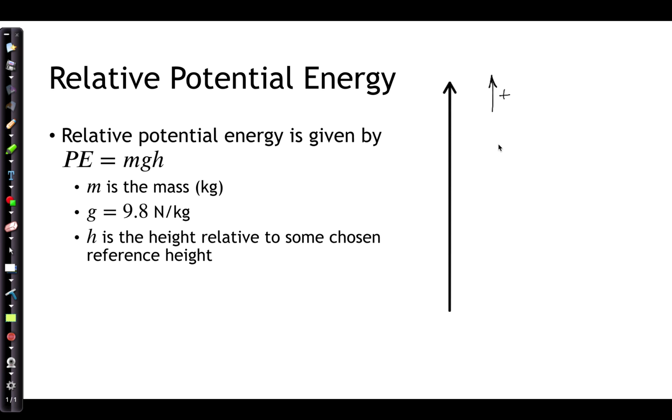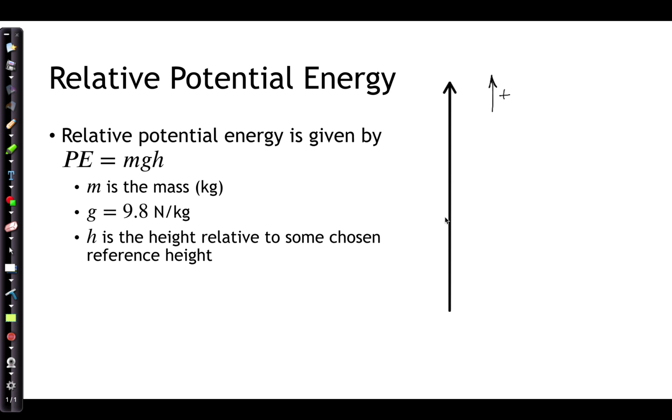By the way, you have to call up positive with gravity. If you call down positive with gravity, you're implying that gravity is a repulsive force. And last I checked, when I dropped the ball out of my hand, it didn't fall upwards. Gravity doesn't repel. Thus, you must always say up is positive with gravity. So what we've defined here is a y-axis or an h-axis.